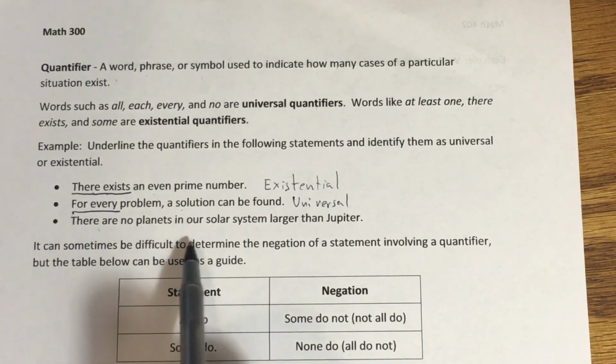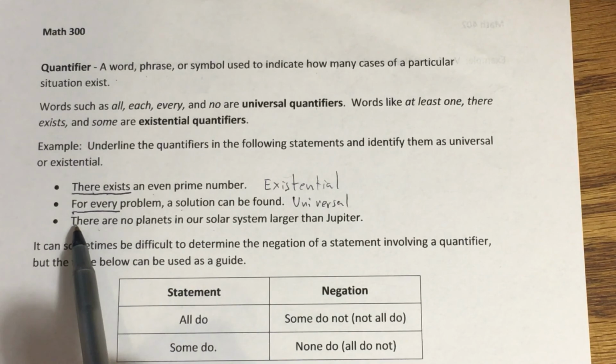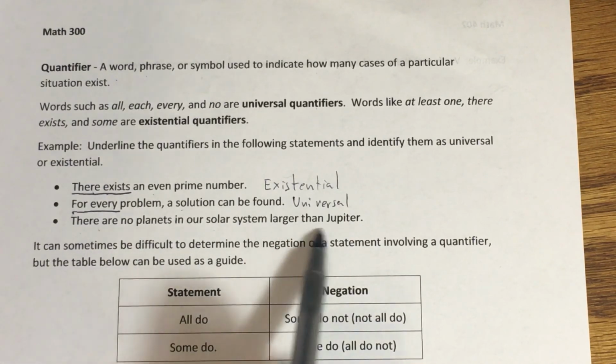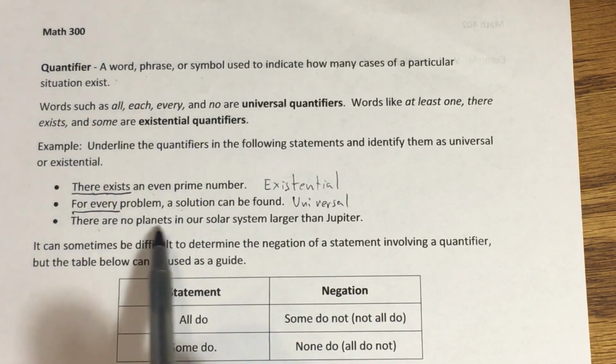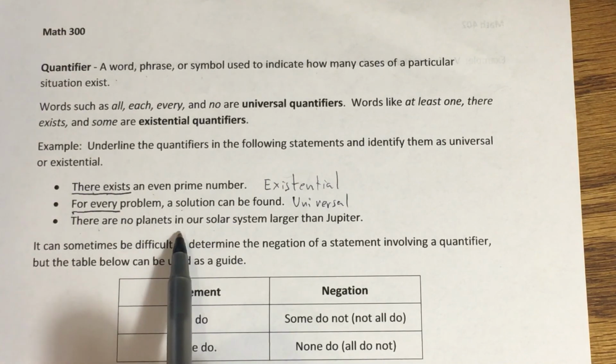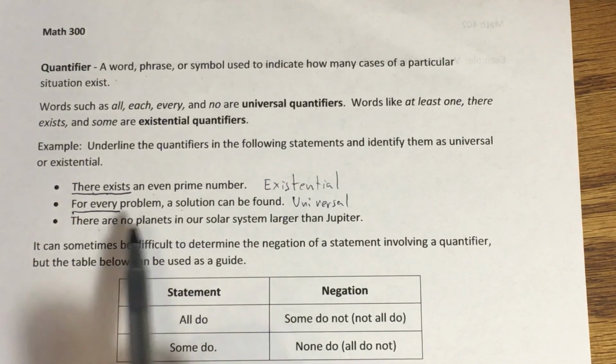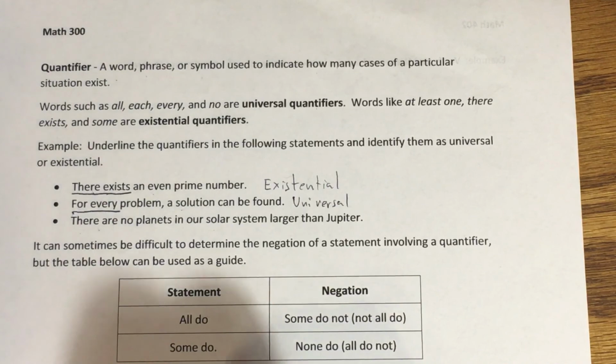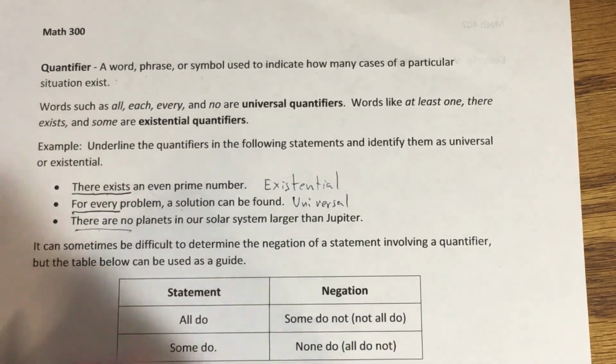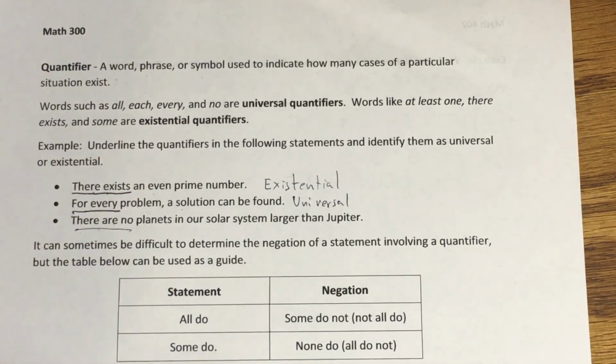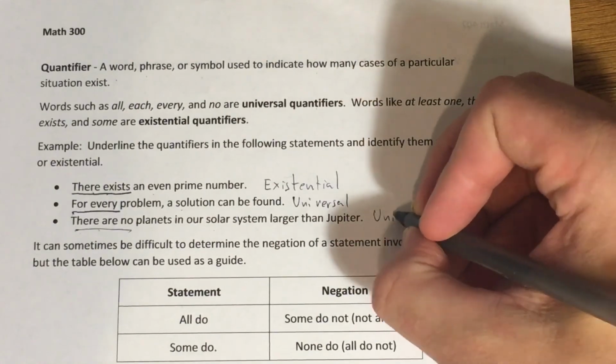Finally, there are no planets in our solar system larger than Jupiter. This is making a claim about planets, and it's saying something about no planets. There are no planets larger than Jupiter. Another way of saying the same thing is that every planet is no larger than Jupiter. Every planet in our solar system specifically. So there are no, or you could even just say no. That's the quantifier here, and this one is also universal.